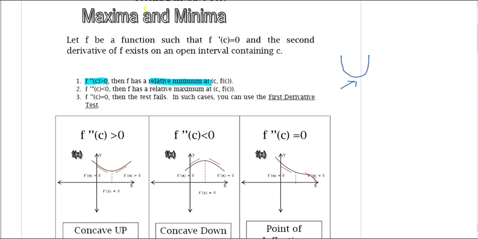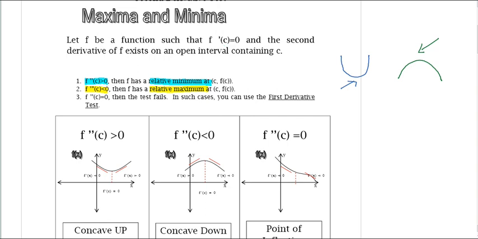The next one, if I have f, and it should be double prime, I apologize, it looks like a triple prime kind of snuck in there. So f double prime of c is less than 0, then I have a relative maximum. And what that looks like is this. So that means I'm concave down, so I have a relative maximum.